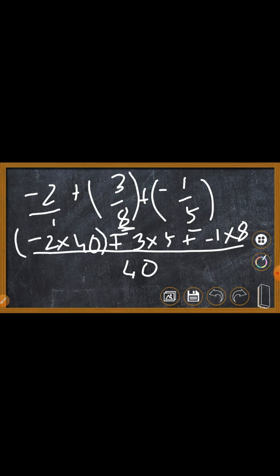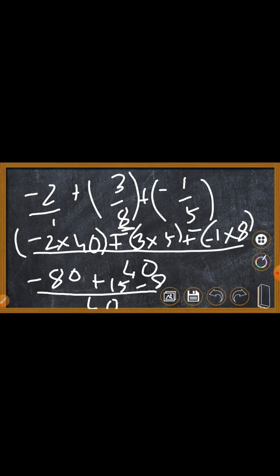-2 into 40 is -80, plus 3 into 5 is plus 15, minus this -1 into 8 is -8, and by 40. So first I will add this -80 and -8. What is -80 minus 8? It is -88, plus 15 by 40.